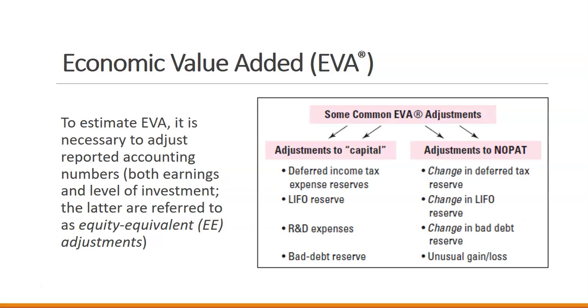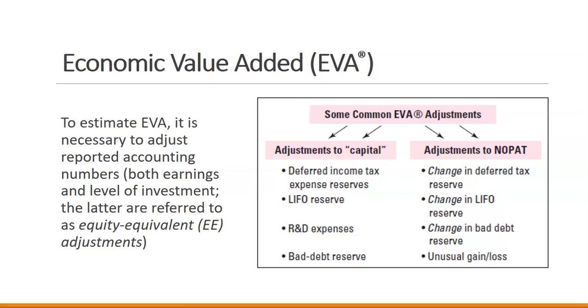When we estimate the economic value added, we have to adjust our reported accounting numbers, so both our earnings and level of investment. Adjustments to capital are if we have a LIFO reserve, we have to make an adjustment for that. If we have research and development expenses and a bad debt reserve, we also need to look at any deferred income tax expense reserves. The adjustments that we make to our earnings are changes in deferred tax reserve, change in our LIFO reserve, bad debt reserve, and any unusual gains or losses.